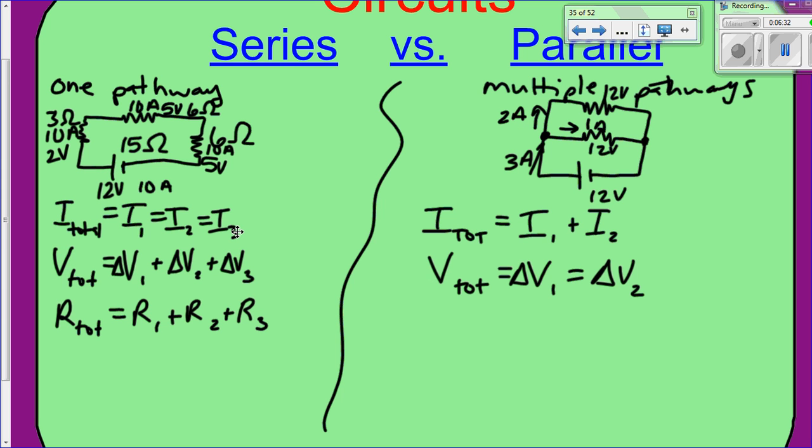Finally, to calculate total resistance, you have to do it in a different way than series. It's going to look weird until we do some examples. 1 over R tot is equal to 1 over R1 plus 1 over R2, etc., for as many resistors as you have in parallel. This looks funky, but we're going to do some examples that will hopefully make sense of this. Okay, let's go slow and do one example for each.